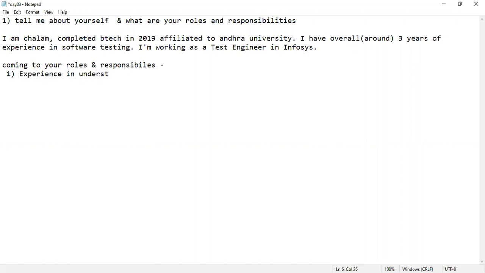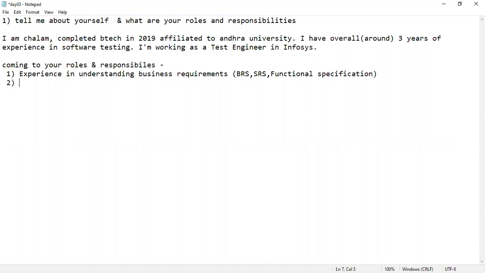The first one is experience in understanding business requirements, which contains any kind of documentation. We have BRS documentation, software requirement specifications, and functional specification. So this is your first point.